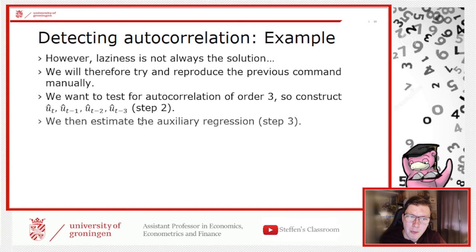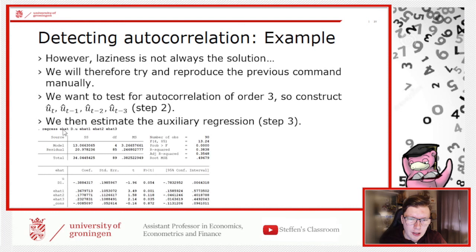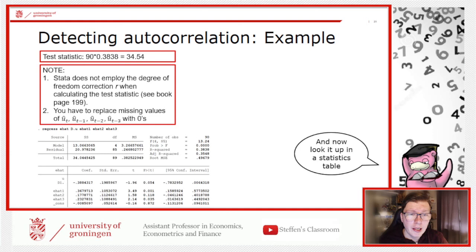We then estimate this auxiliary regression, which is the one you see down here. So you take e hat, that is the name I've given my residuals. You can actually just call them u hat, e hat, whatever name you want to give them. We regress that on our D.U, that was our explanatory variable, plus our 3 lags. Just like the recipe tells us to, right? And then we can get the test statistic, which is 90 times 0.3838. 0.3838 is the R squared that we obtained from this regression. You can actually see it here in the regression. It's quite small, but it's right here.